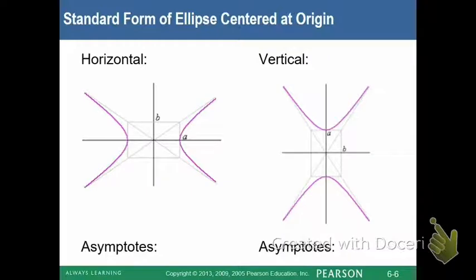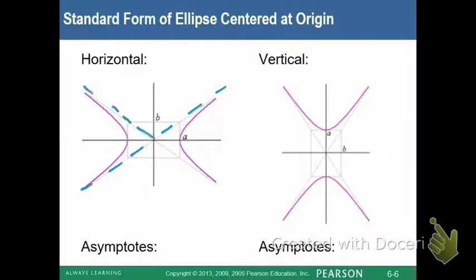So another thing to point out, with horizontal hyperbolas, the x comes first. So when the x is first, that tells us that the hyperbola is going to be opening left and right. Okay. For the asymptotes here, we're only going to be looking at the asymptotes when the hyperbola is centered at 0, 0. So these dotted lines right here are the asymptotes.